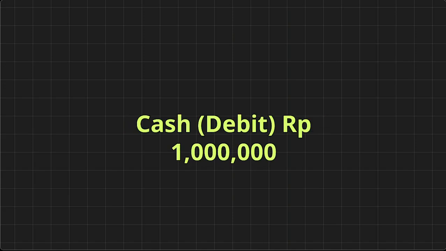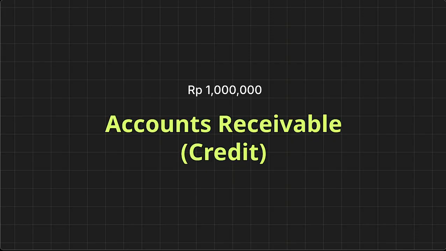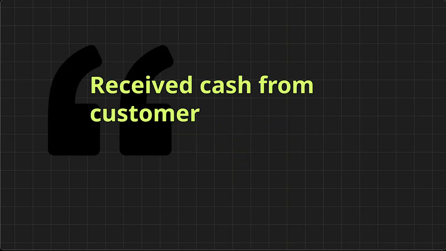Journal entry. November 5th, 2025. Cash, debit, 1 million rupiah. Accounts receivable, credit, 1 million rupiah. Explanation. Received cash from a customer for payment of receivable.